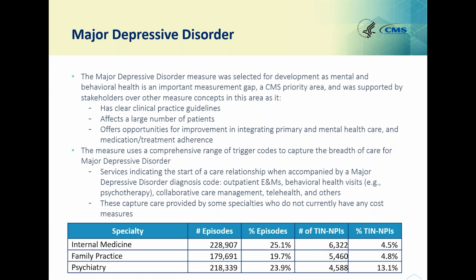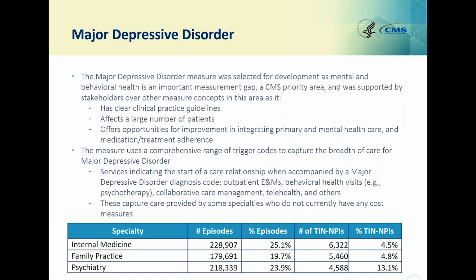Like with heart failure, this measure aims to identify the start of a care relationship for all clinicians providing care for major depressive disorder. As such, we worked with our work group to identify a comprehensive range of services to initiate this relationship. This includes outpatient evaluation and management, or E&M codes, psychotherapy, collaborative care management, brain stimulation therapy, chronic care management codes, and others. The breadth of these codes reflects the importance of recognizing the role of different specialties, such as clinical psychologists, who contribute to the management of the condition in an integrated care team.